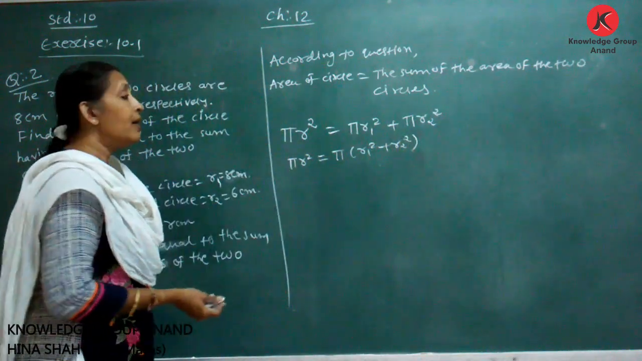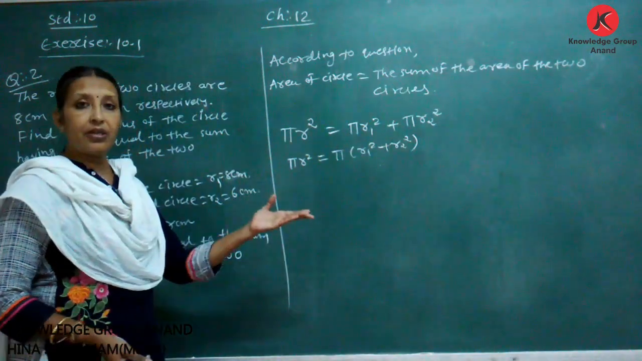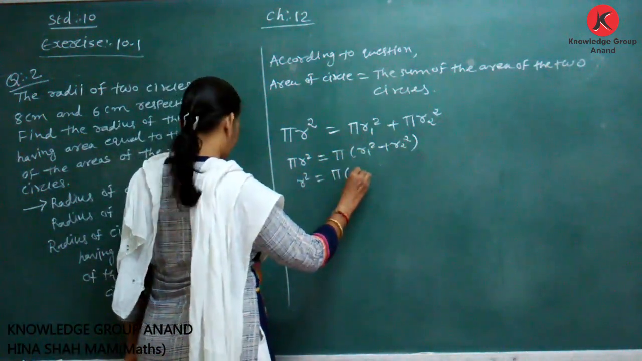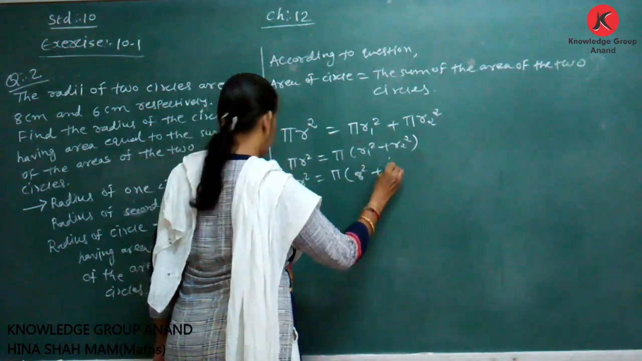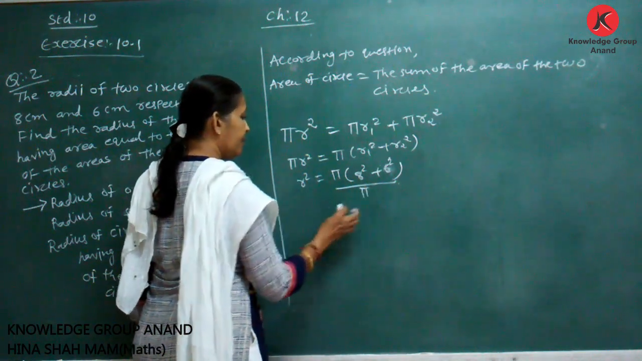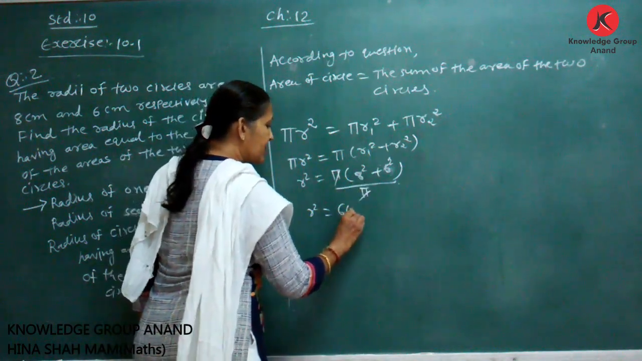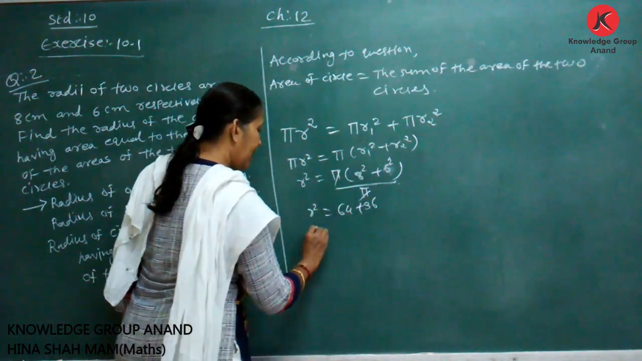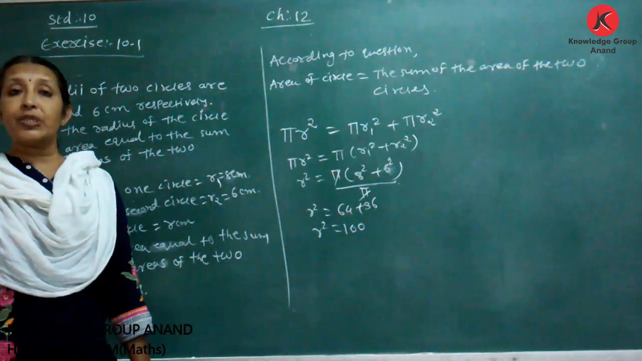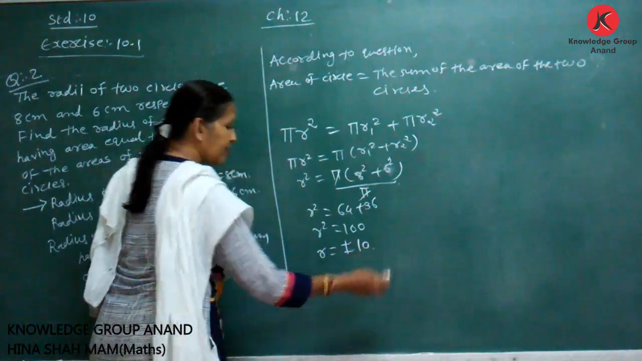We can do it like this. Otherwise, put the values r1 equals 8 centimeter and r2 equals 6 centimeter. Then we write r square equals pi times 8 square plus 6 square upon pi. R square equals 8 square, which is 64, plus 36. R square equals 100. 100 is the square of which number? 10. R equals plus or minus 10.